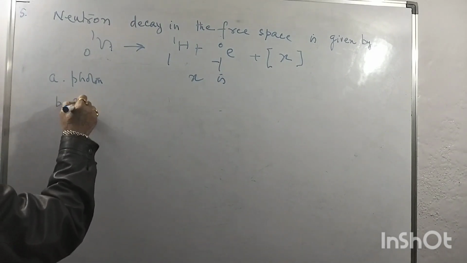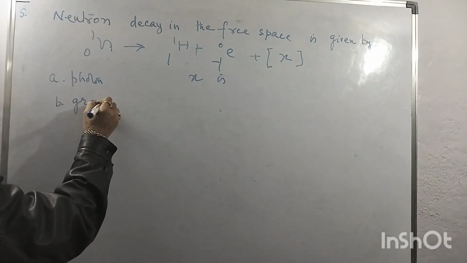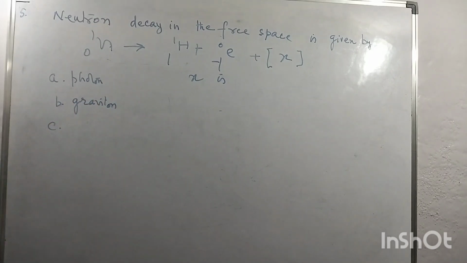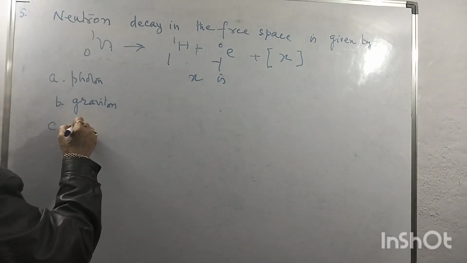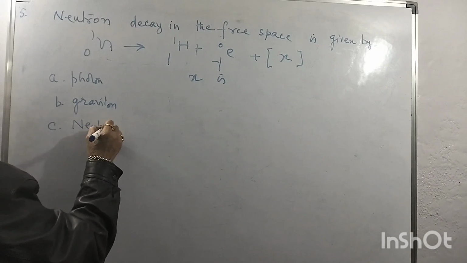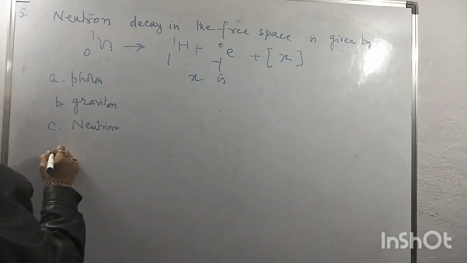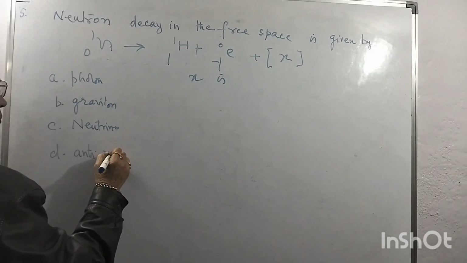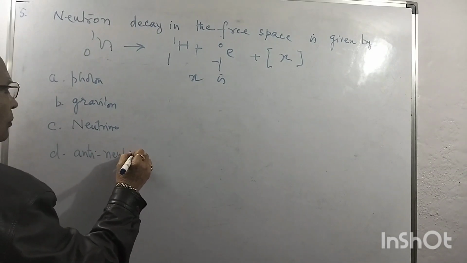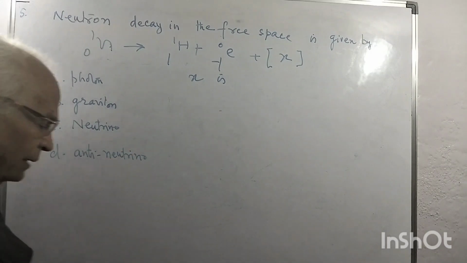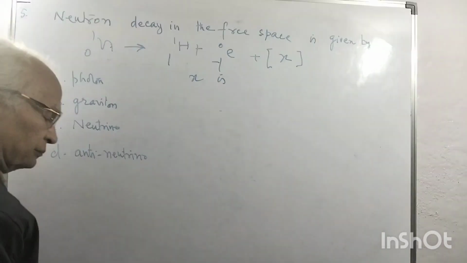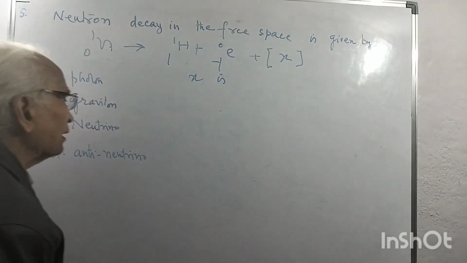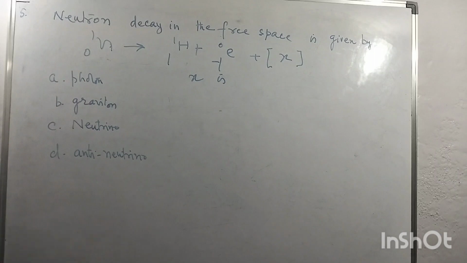B, graviton. C, neutrino. And D, antineutrino. So what is the correct answer? Neutron decays by emission of which particle, out of these 4?